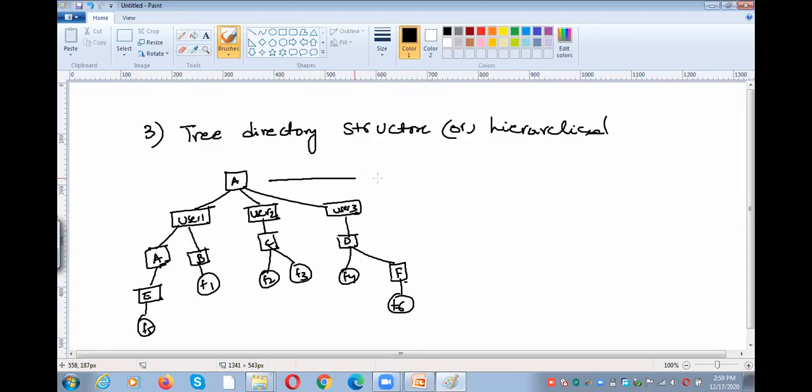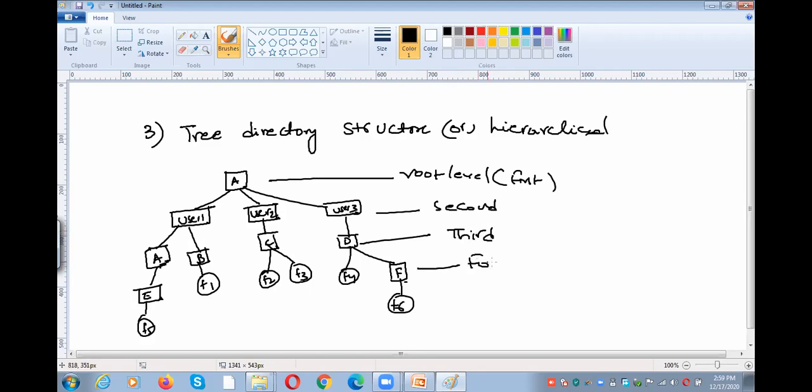So if you observe here, this is the root level, I mean first level. And this is the second level. And observe here, this is the third level. And this is the fourth level. Like that, we can go for any number of levels. That is the reason why it is called a tree directory structure.